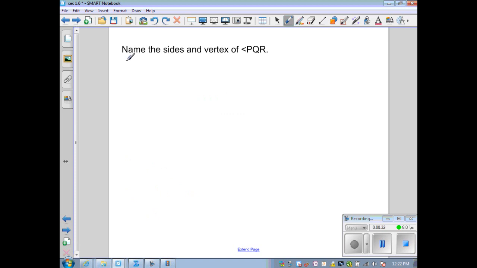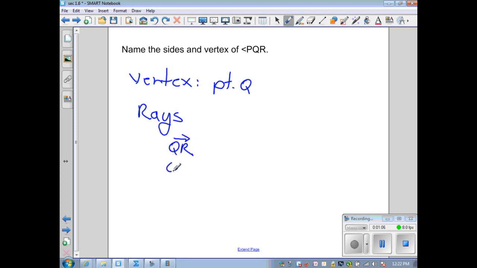On the next slide, they want us to name the sides and the vertex of angle PQR. From previous slides, we know that the middle letter must be the vertex of the angle. Therefore, the vertex is point Q. Therefore, I know that the sides of the angle are made up of the rays. And the rays always start with the vertex. So my rays are QR and QP.